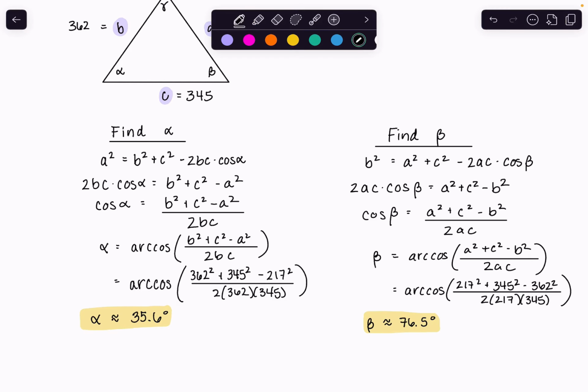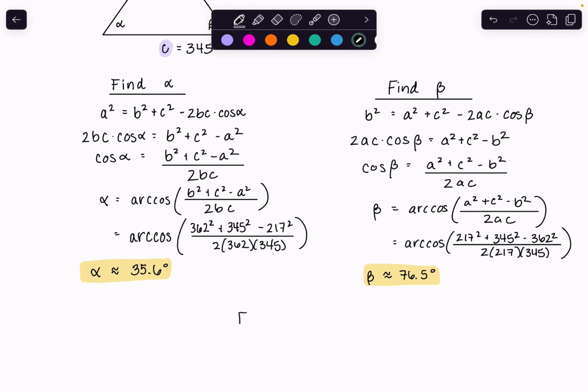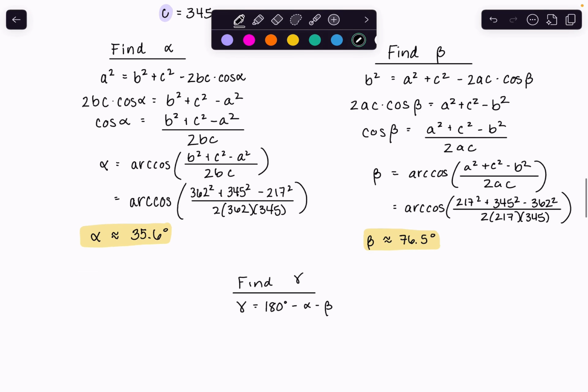Now that I have two of the angles, I'm just missing one more. So that's the last angle we need to find, which is gamma. But again, I know gamma, alpha, and beta have to add up to 180. So gamma's approximately 180 minus 35.6 minus 76.5. So our third and final angle is about equal to 67.9 degrees. All right, so that is our law of cosines.